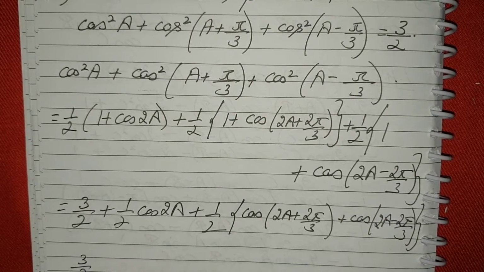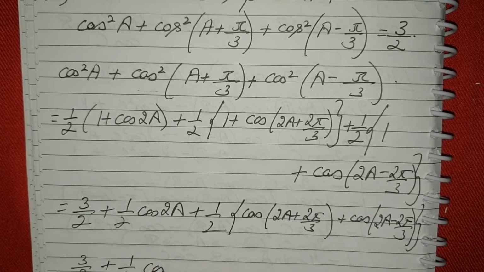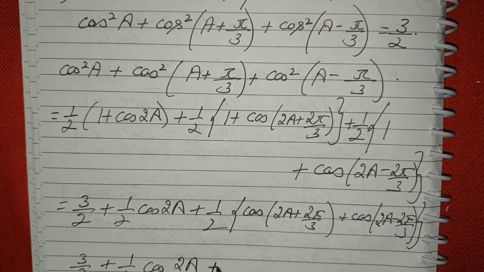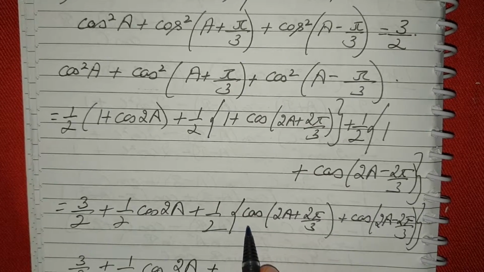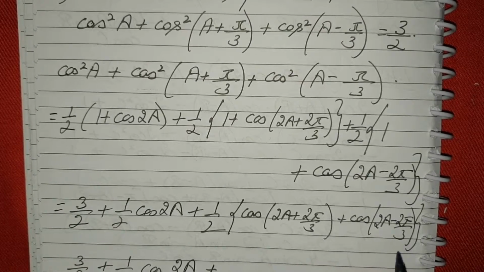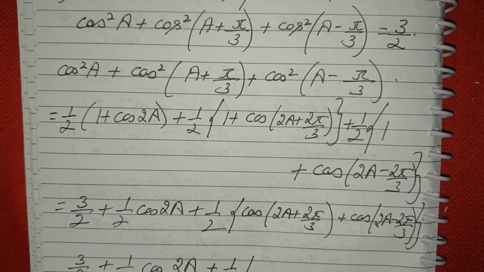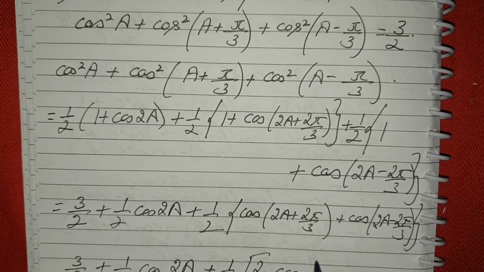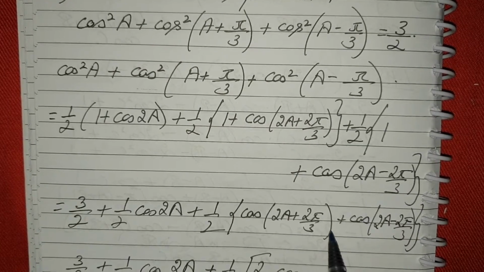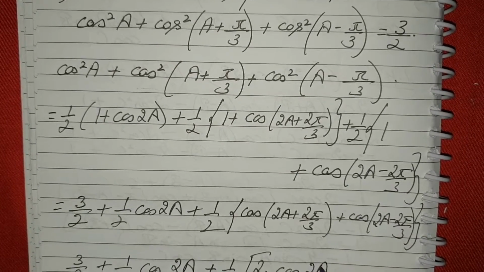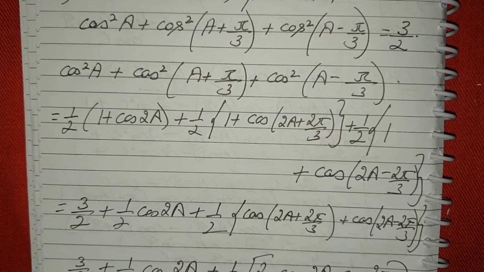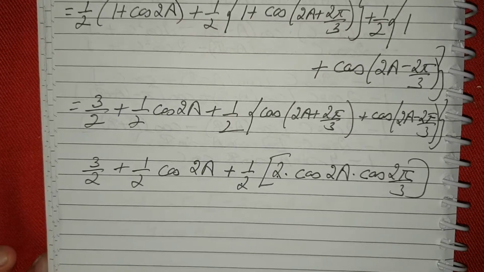This is 3 by 2 plus half of cos 2A. Okay, now using this formula, cos A plus B plus cos A minus B, which is twice of cos A cos B. This is 1 by 2 into 2 into cos 2A cos 2 pi by 3. Actually this and this will get cancelled, so again writing this thing.